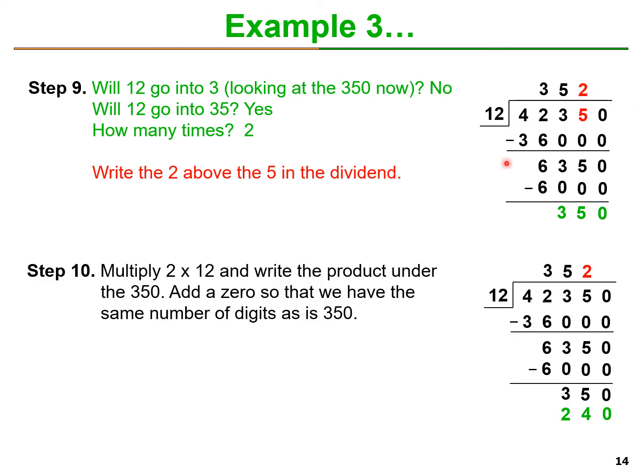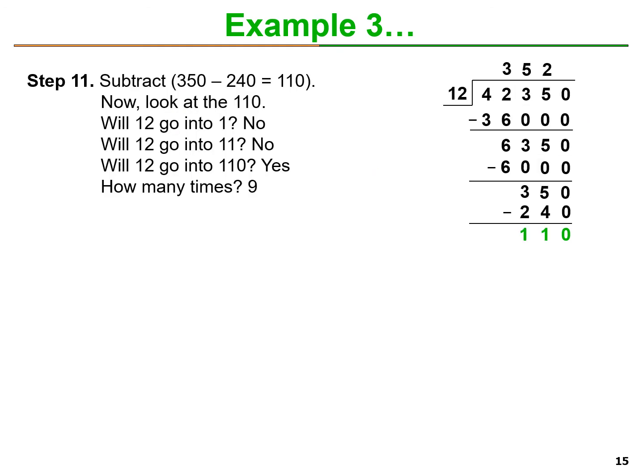Multiply 2 times 12. 2 times 12 is 24. Write the product under the 350. Again, we add a 0 to the 24 so that this number has the same number of digits as the 350. Now subtract 240 from 350. 0 minus 0 is 0. 5 minus 4 is 1. 3 minus 2 is 1. So 350 subtract 240 gives me 110.